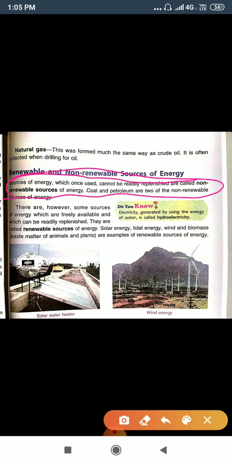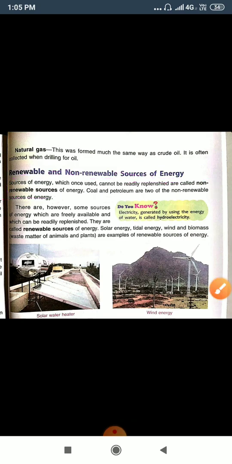Sources of energy which once used cannot be readily replenished are called non-renewable sources of energy, and coal and petroleum are considered as two of the non-renewable sources of energy. That means it is a source of energy which once you have used, you can't use it again. So this is the coal and petroleum. Listen, one thing: once you burn the coal, the energy of that coal is used up, and do you know that it takes millions of years to form coal? You can't make it fast.